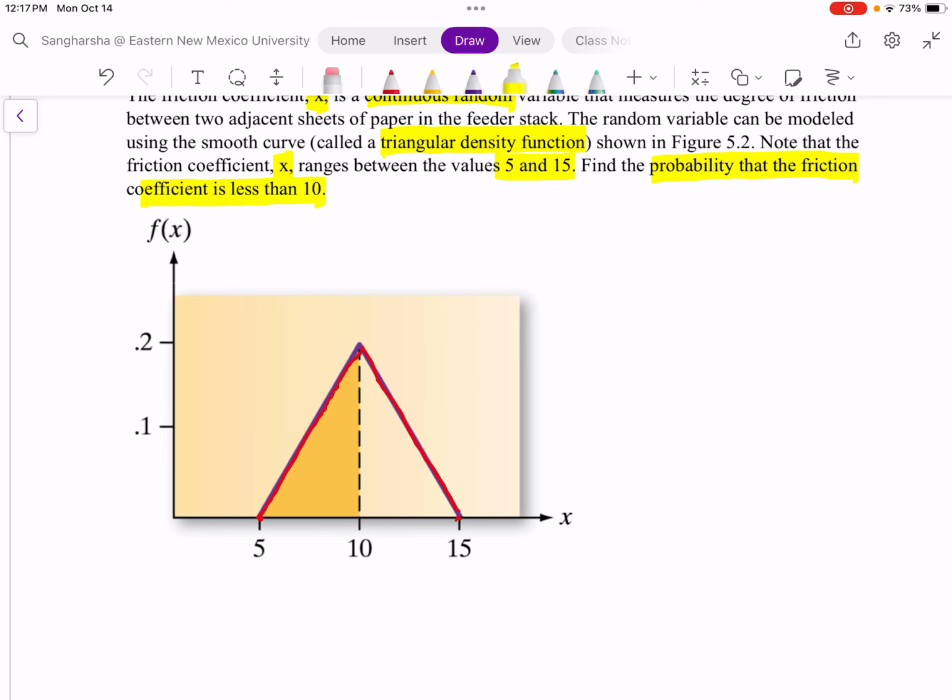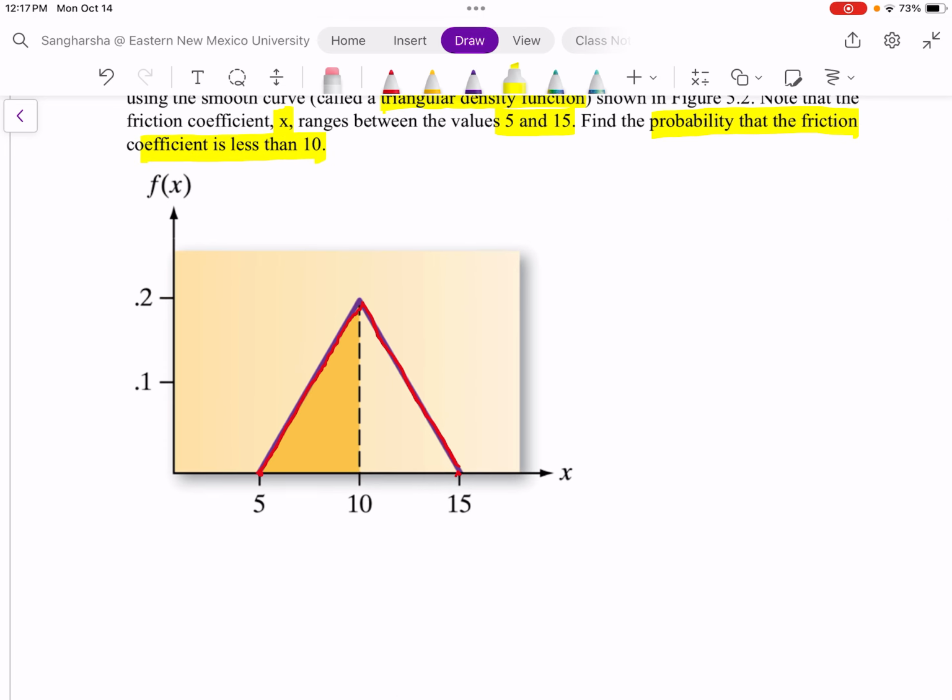We are asked to find the probability that the friction coefficient is less than 10. Now 10 is here, right? So we have this 10, and we want to find the probability that x, the friction coefficient, is less than 10. Less than 10 means x taking a value greater than 5 and less than 10, right? x can't take a number less than 5. So 5 is the lowest number that x can take.